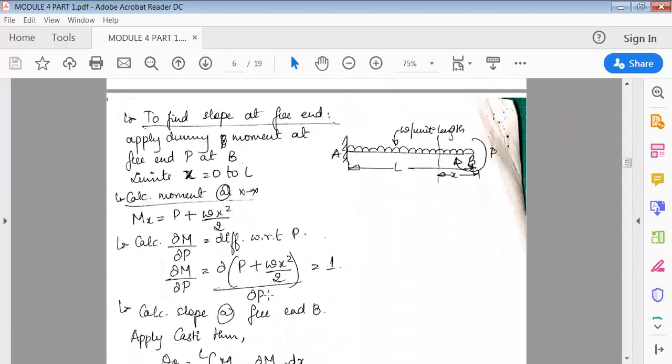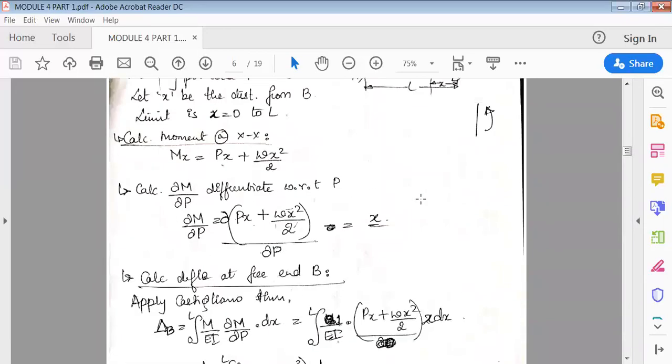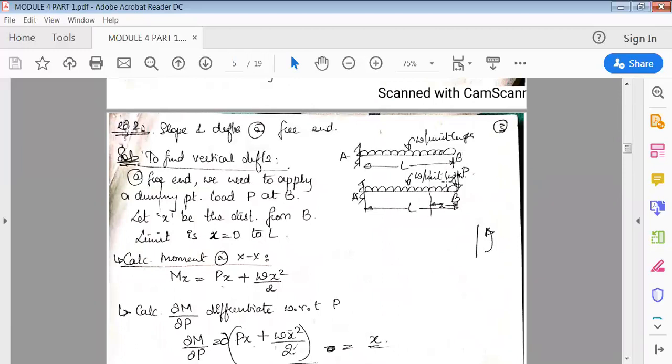Now, similarly, in the same case, they have asked us to find the slope at the free end. Now if you want to find the slope at the free end, that is rotation, again there is no rotation, no moment acting here. So what we'll do here is induce a dummy moment, like how we induced a dummy load at B.